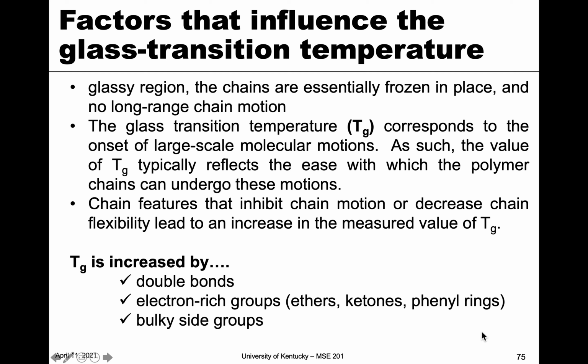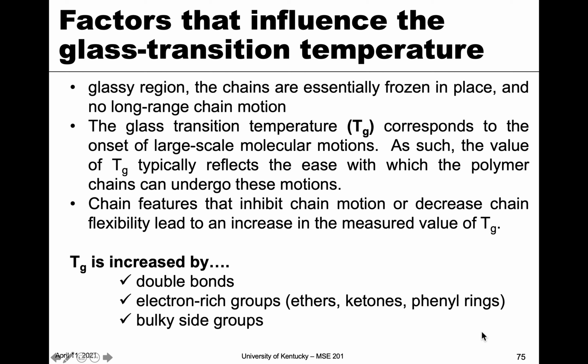physical meaning or scheme behind this is that in that glassy region, things are frozen, right? So the chains of the polymer are basically frozen in place and they can't move. So there's no long range chain motion. So Tg, or the glass transition temperature, basically is the onset of that motion. So chains now have enough thermal energy to move relative to one another.